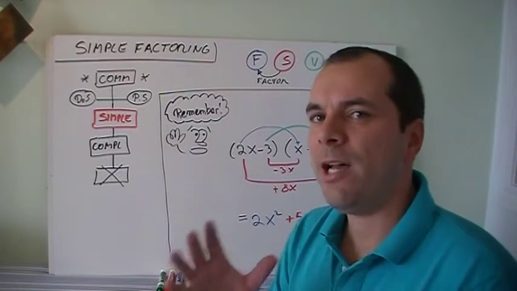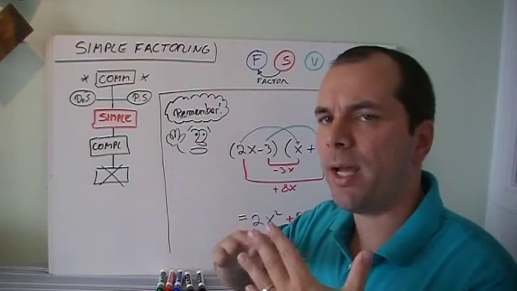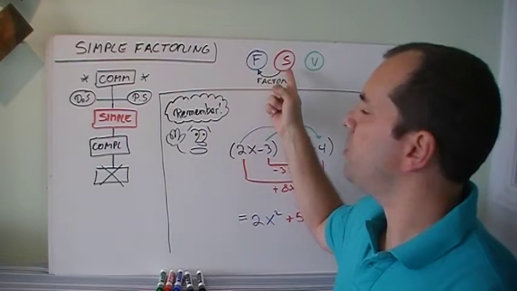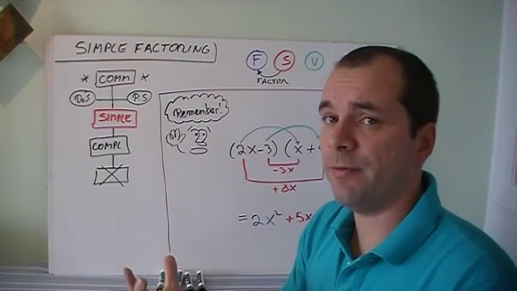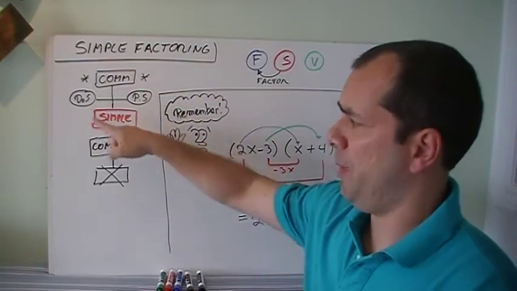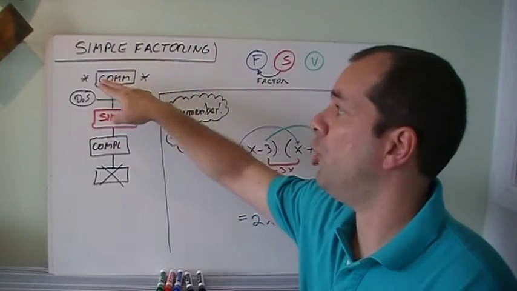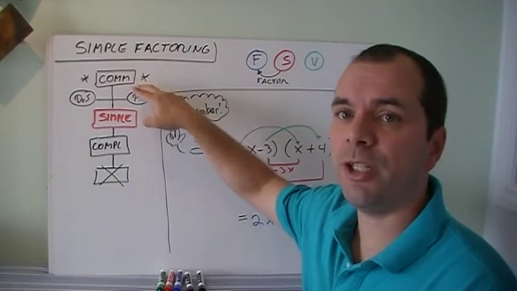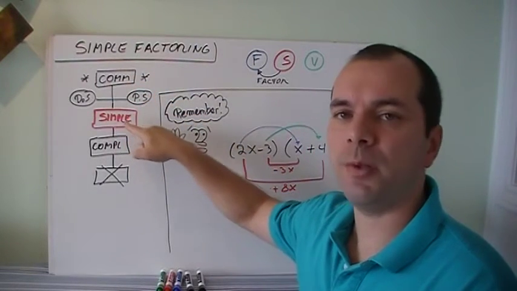Okay, so let's now look at something called simple factoring. Let's backtrack. Factoring is used to go from standard form to factored form. We go into factored form to get the zeros of a parabola. There are many steps for factoring. We know that we have to do common factor first, then check the special cases, which we'll cover in a later video, and then check for simple trinomials.